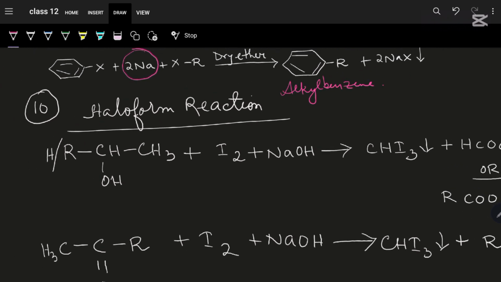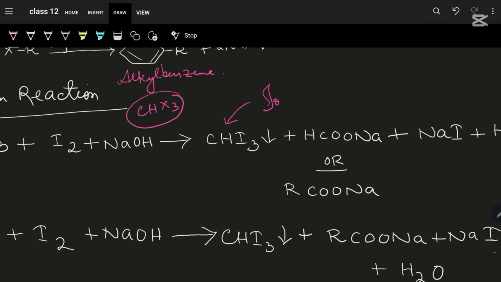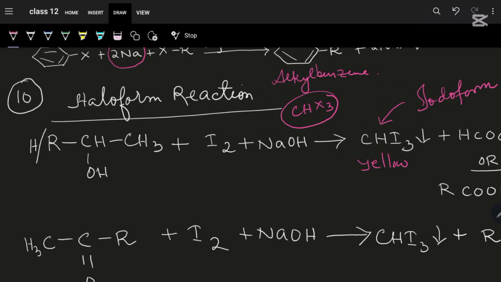Haloform reaction is the reaction where you can obtain CHX3, which is haloform, and here I have given you iodoform. This is iodoform, CHI3. If I obtain CHCl3, it is chloroform. If I obtain CHBr3, it is bromoform. Why have I given iodoform? Because this test is used as a distinguishing test, because iodoform gives yellow precipitate. That means this iodoform is insoluble and it's yellow in color.